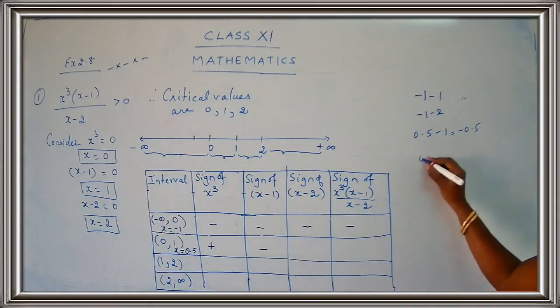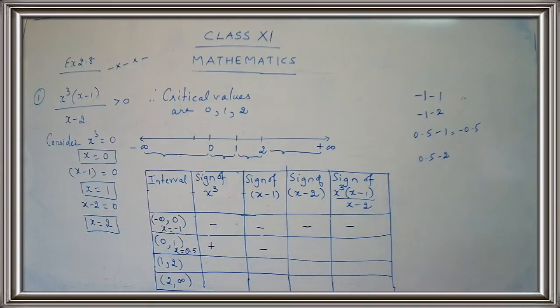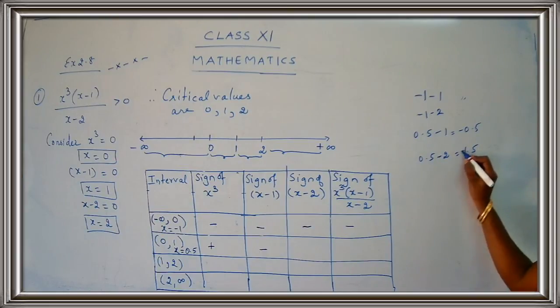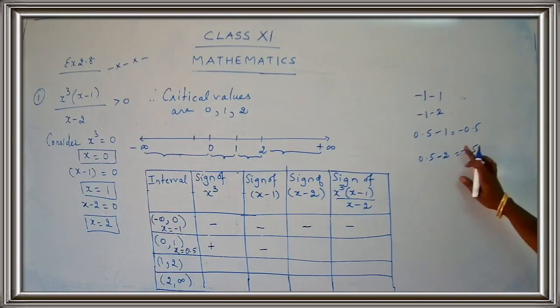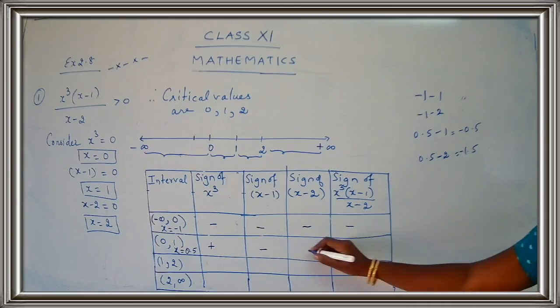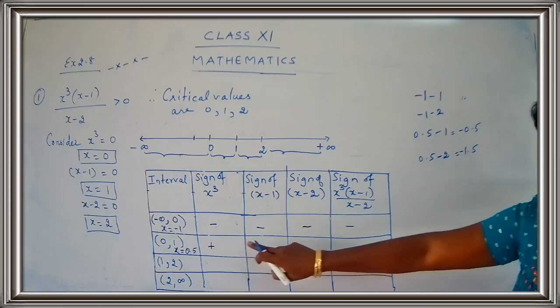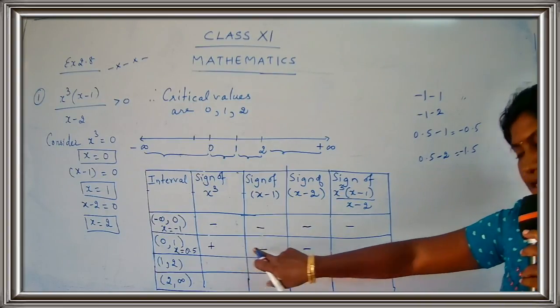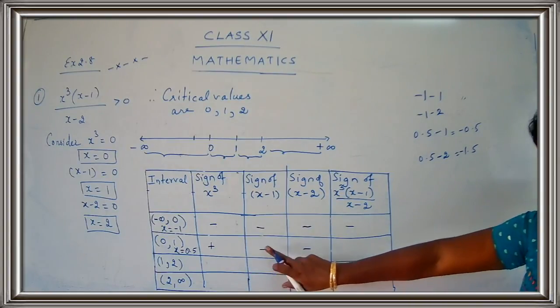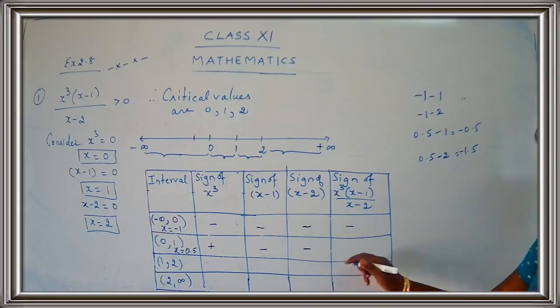Now 0.5 minus 2. So this is half minus 2. So you get 1.5. The bigger sign is minus. So you get minus 1.5. So this is minus. Now let us go for the final answer. Plus minus. Plus into minus, minus. Minus into minus, plus. Yes, I get the answer plus.